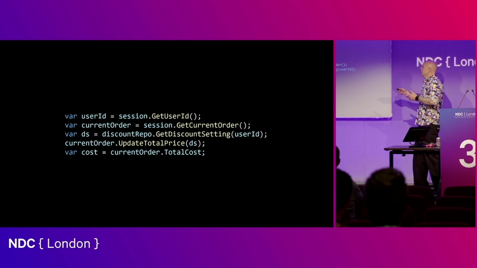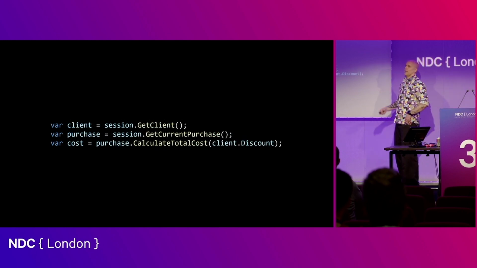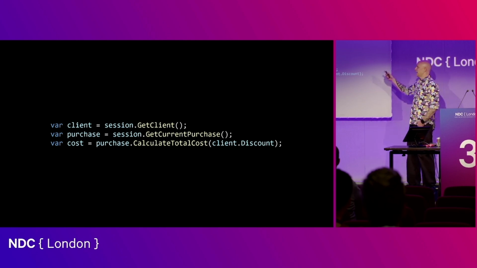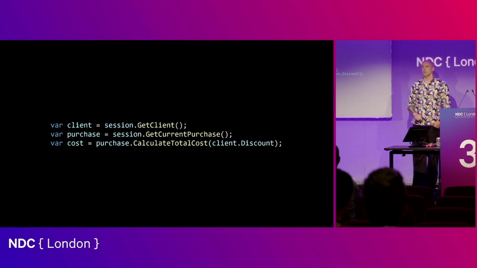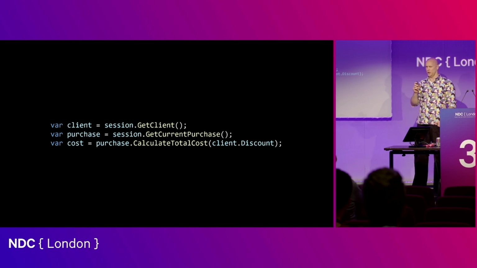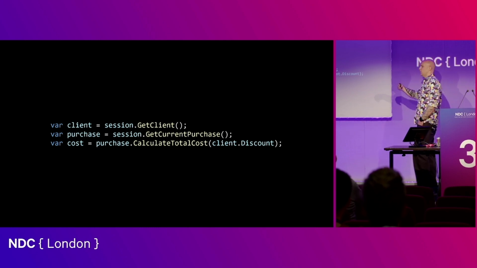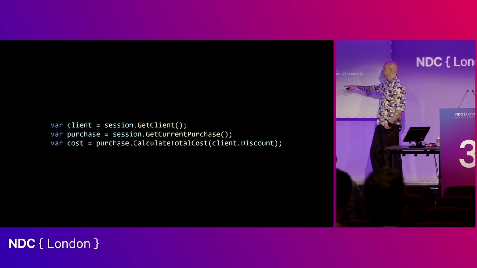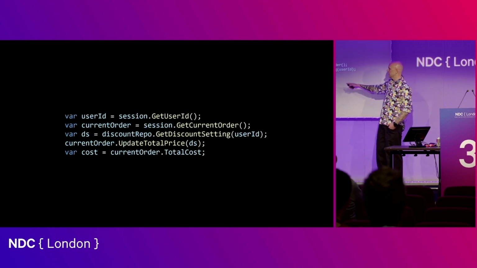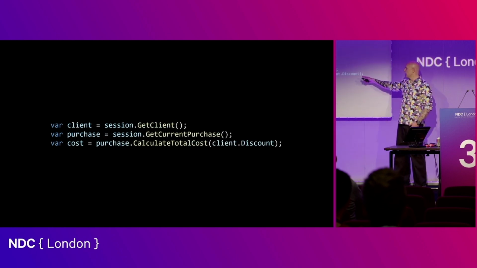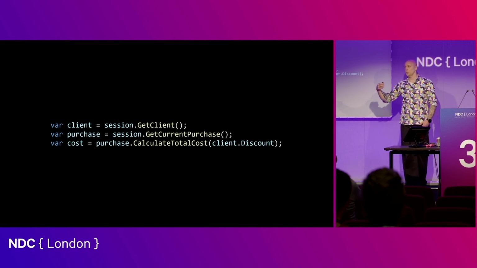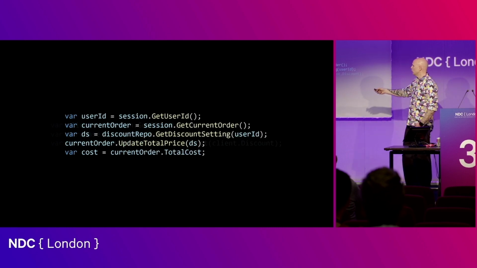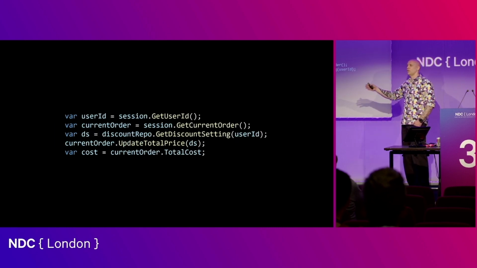It does, but this is what they said. They said, you get the current purchase, not the current order, because purchase and order are probably interchangeable, but they are different words. And in the domain, we're using the word purchase, not order. And also, we said calculate the cost based on the client's discount. Now we have calculate total cost instead of update total price. And we have a client.discount because it was based on the client's discount. It wasn't based on the discount setting for the client.